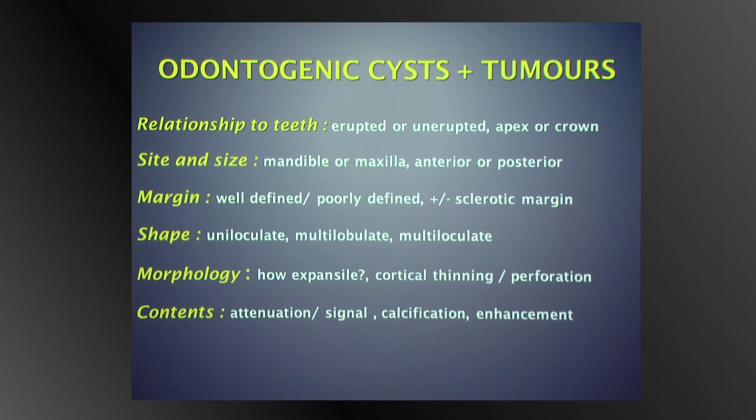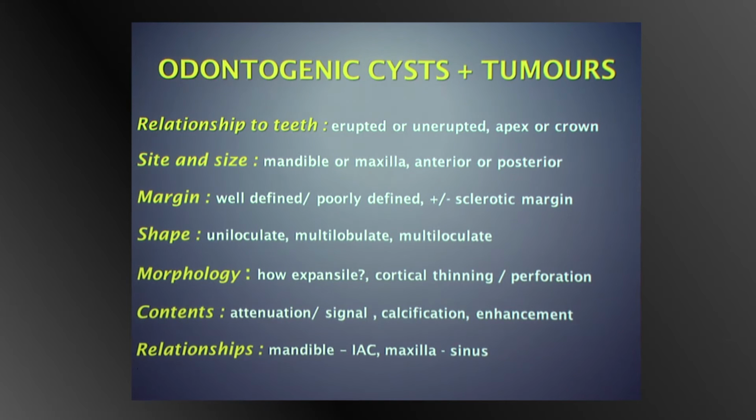And what are its contents? Attenuation, signal, calcification or enhancement. And this again is one of the weaknesses of cone beam in evaluating odontogenic cysts and tumours. You can't tell what's inside it unless it's calcified. And the relationships, the anatomical relationships.